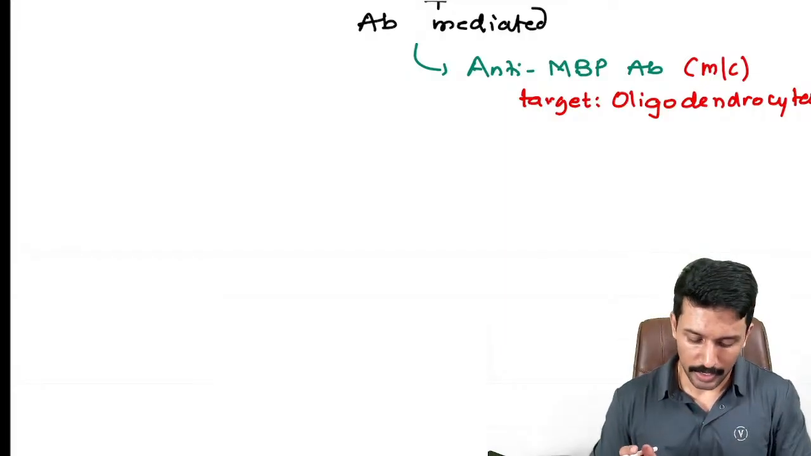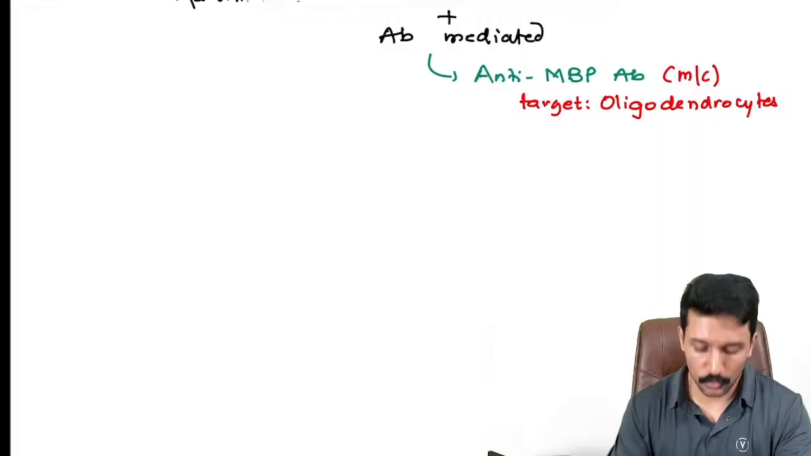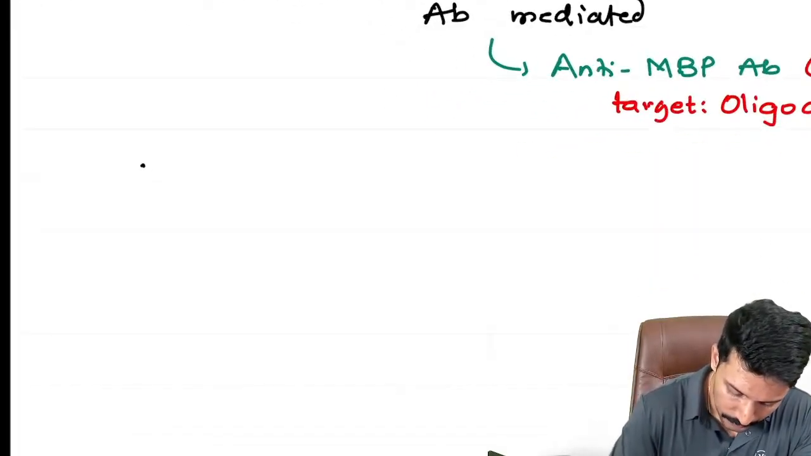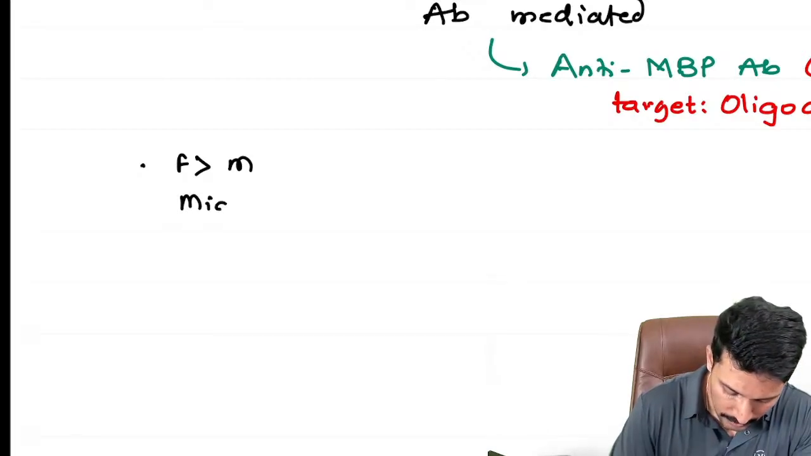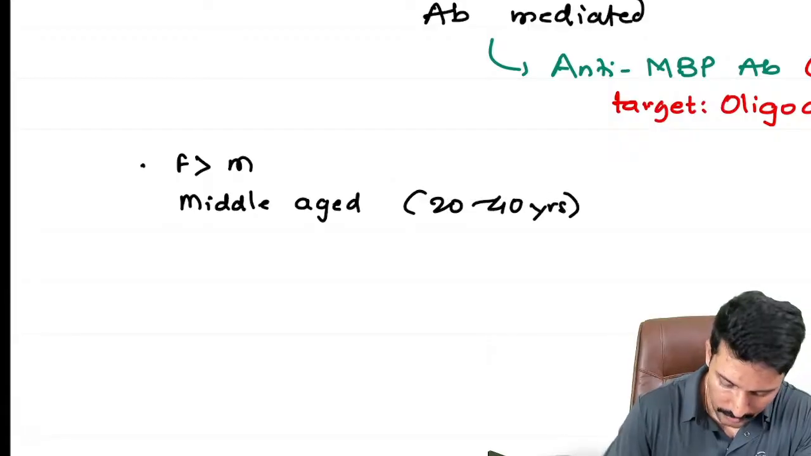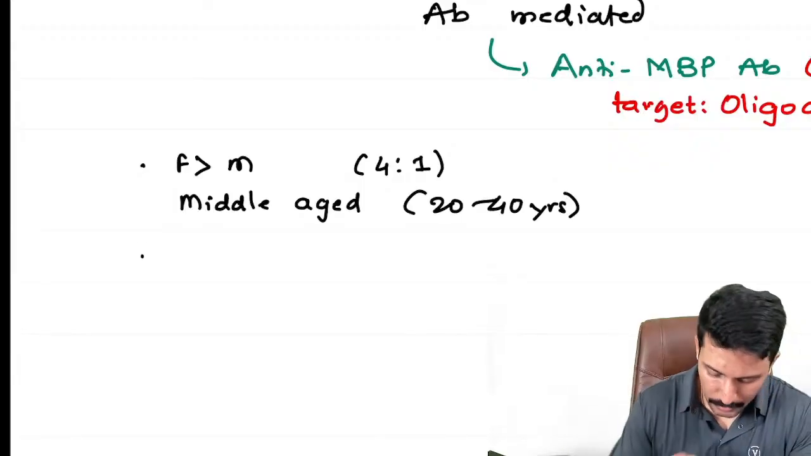Okay. Now, because it is an autoimmune disorder, I should tell you that it is typically more common in females than males. Usually middle-aged females are the most affected, and when I say middle-aged, we are referring to 20 to 40 years of age. That's the usual age. The ratio is 4:1.